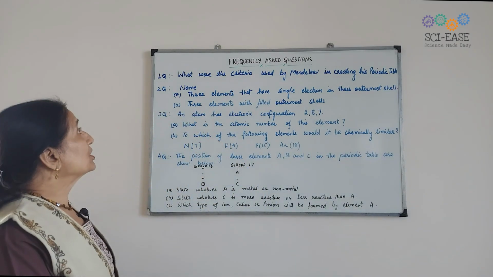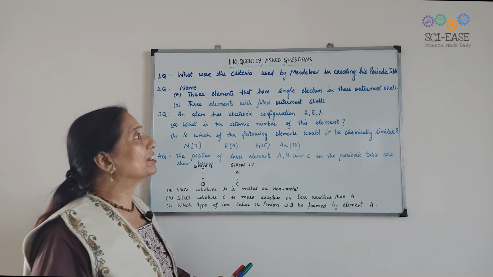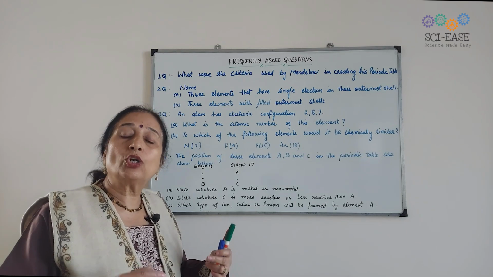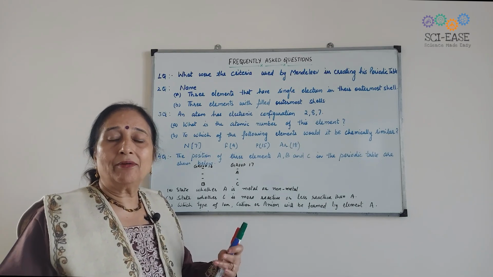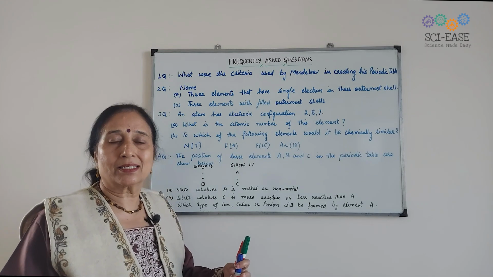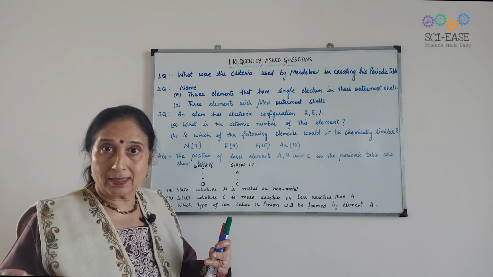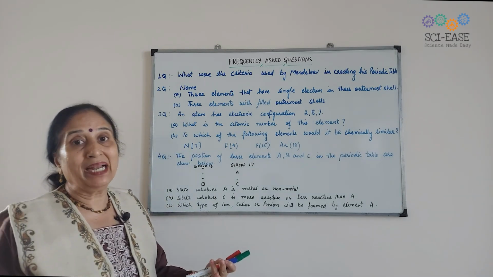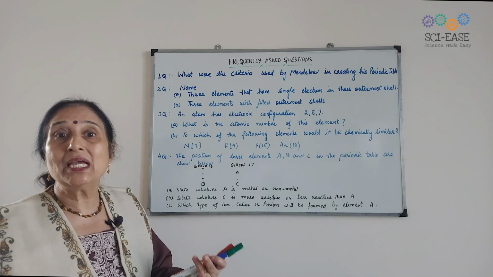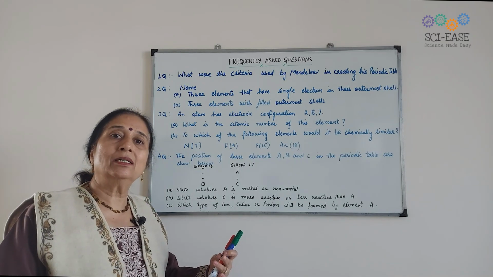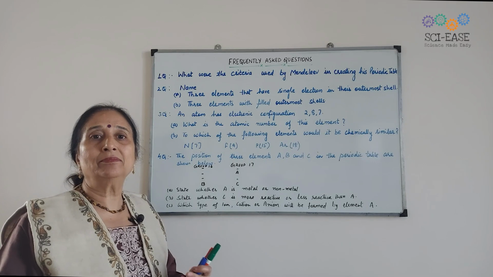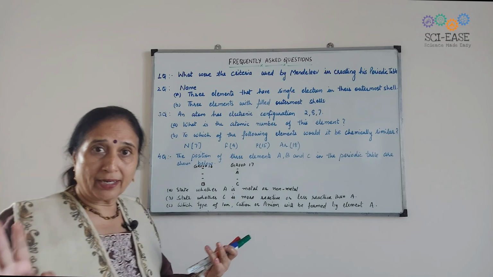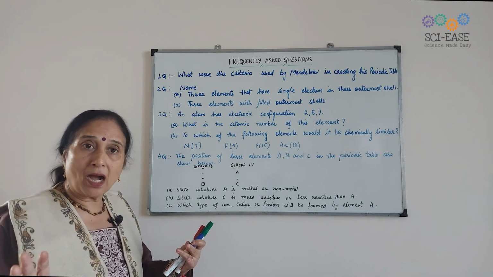Okay? So, the first question: what were the criteria used by Mendeleev in creating his periodic table? This is a direct question. In fact, this is the atomic mass. I have told you that he emphasized atomic masses. And sometimes the drawbacks of Mendeleev's periodic table may also be asked, that he couldn't explain the position of the hydrogen atom, he couldn't explain the position of the isotopes and so on. Okay, drawbacks may be asked.